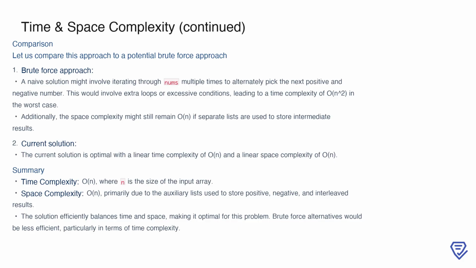By processing the input in a single pass to separate the numbers and another pass to interleave them, we achieve a linear time complexity of O(n). The space complexity is also O(n) due to the auxiliary lists used for storing the positive, negative, and final interleaved results. Overall, this approach provides an efficient balance between time and space, making it a highly optimal solution for the problem. Brute force alternatives, while functional, would be significantly less efficient, particularly in terms of time complexity.